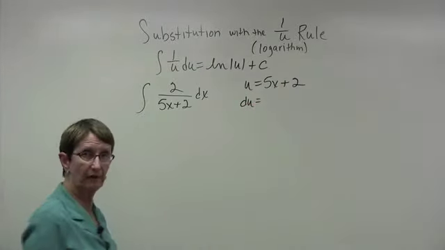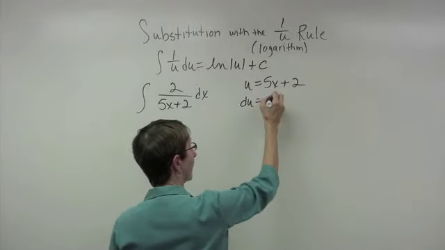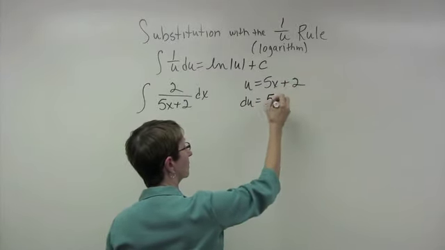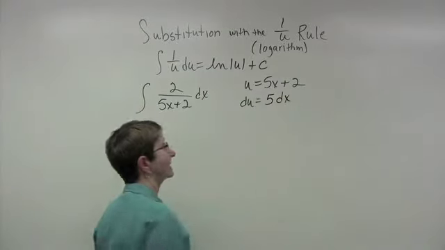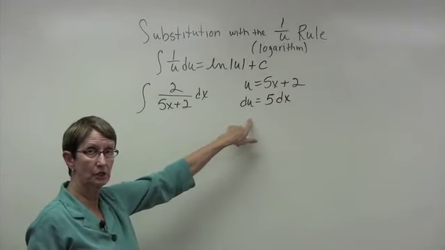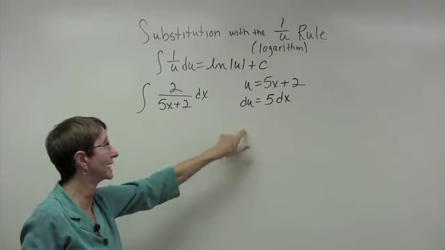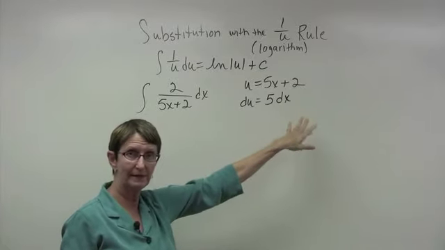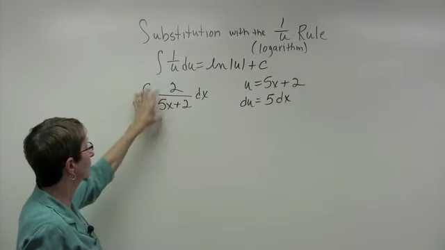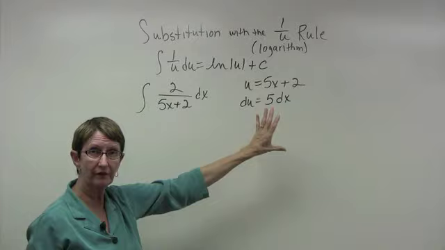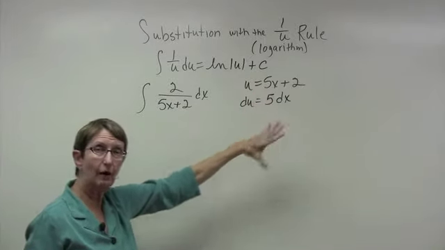Next, you'll take the derivative of it. The derivative of 5x is 5. The derivative of 2 is 0. So in order to get the du, the derivative would be du/dx equal to 5. We multiply the dx across. So from here, we want to see what we've got for u and du and how we can fit those back in here.